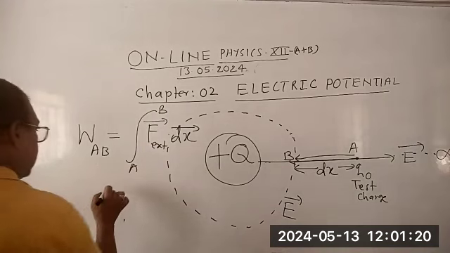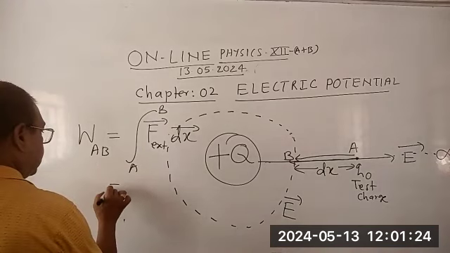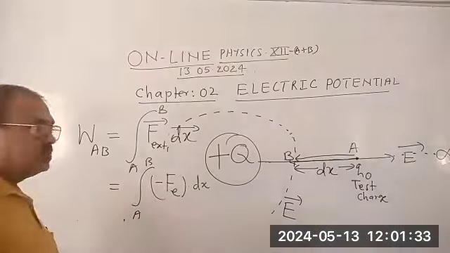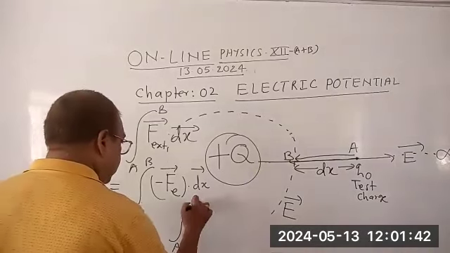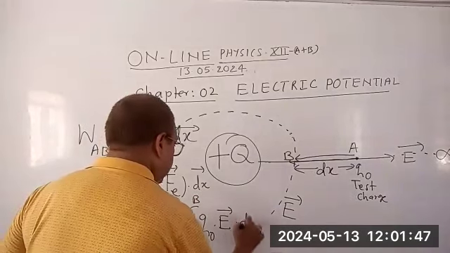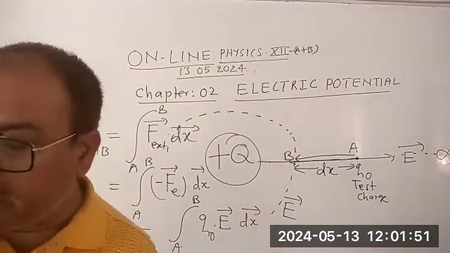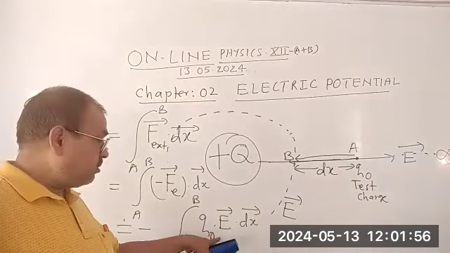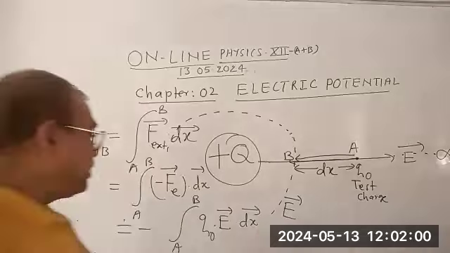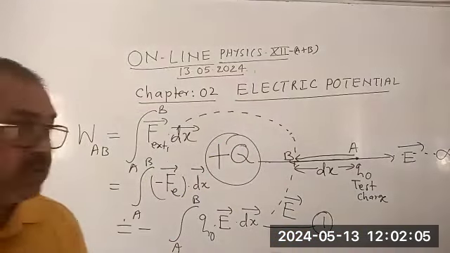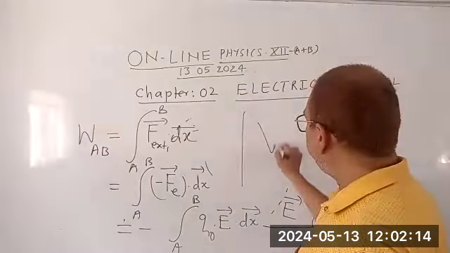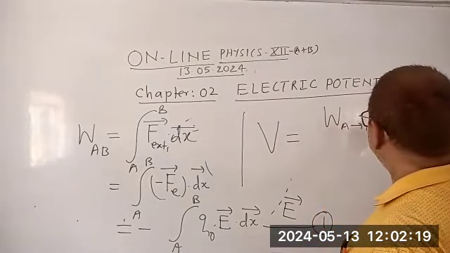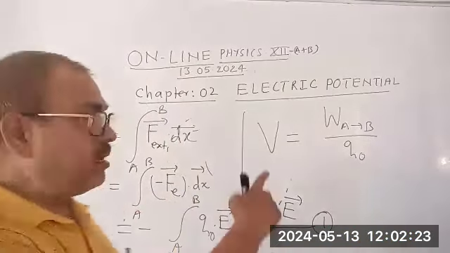Electrostatic force is going out, so a minus sign comes in. The formula of work done is minus integration of Q naught E dx. This very formula will help us to decide the potential, because we know that the potential can be determined by this formula: the work done from A to B per unit charge. This is the formula of electric potential.